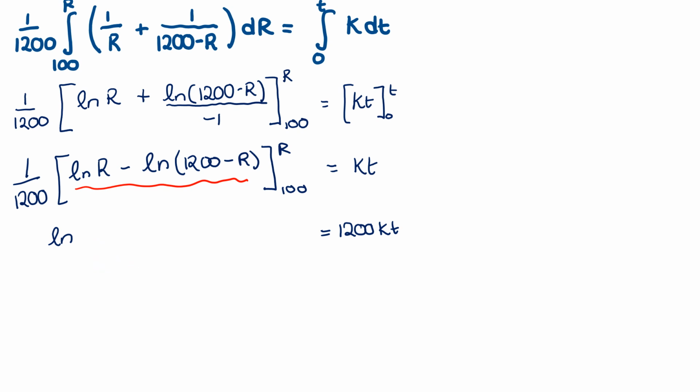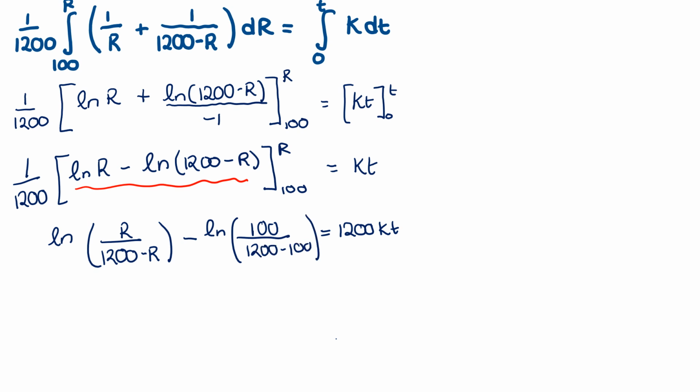So that's what we have. Let me just clean that up a bit. 1200 minus R. And then we're evaluating that between R and 100. So I'm subbing in, instead of R this time, I'm subbing in 100. Okay. So again, remember, we're trying to get R on its own. We're trying to isolate that. Let's do a little bit of cleanup. So we have the natural log of R over 1200 minus R. And this becomes minus the natural log of 100 over 1100, which simplifies down to 1 over 11.